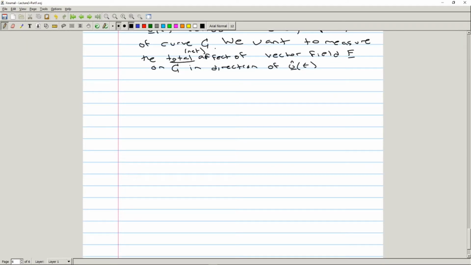Well, we know that at any given point t, the way that we do this is through the projection vector. We do the projection of F of t in the direction of u hat of t, which is equal to the dot product, and it's really just the magnitude of this projection that we care about.